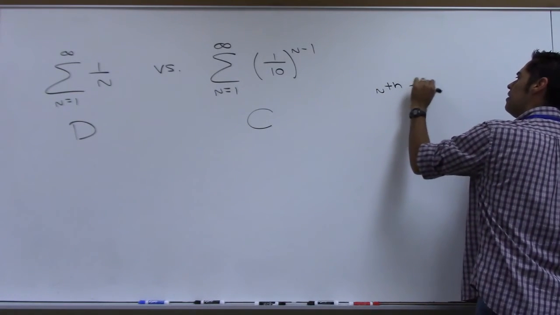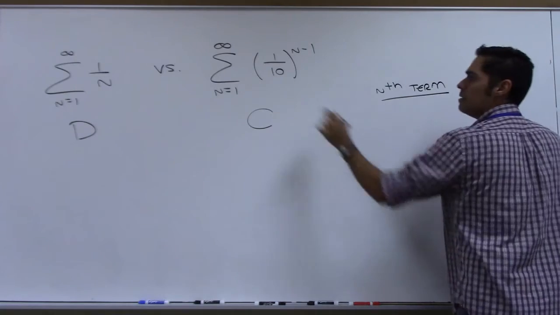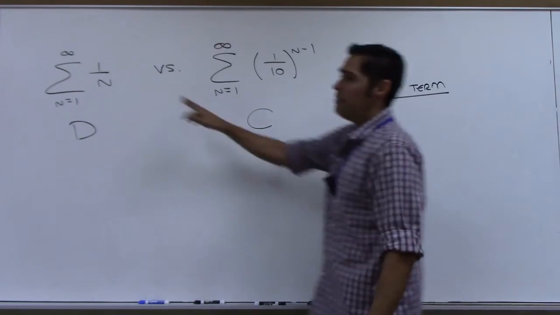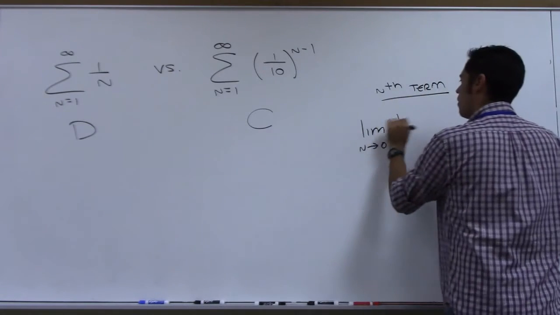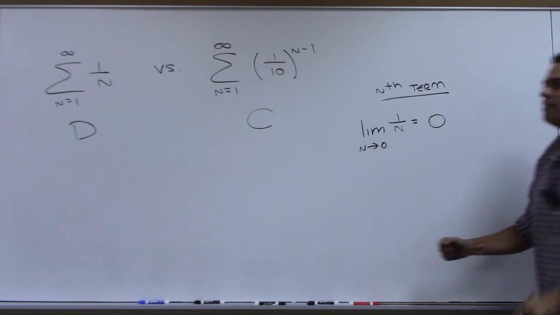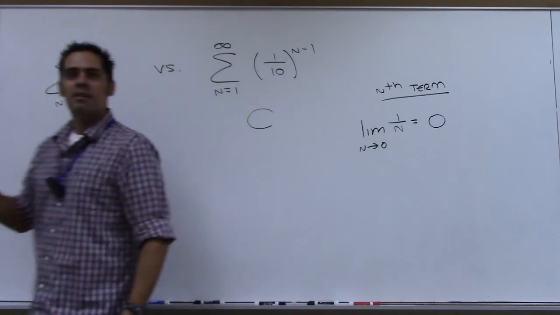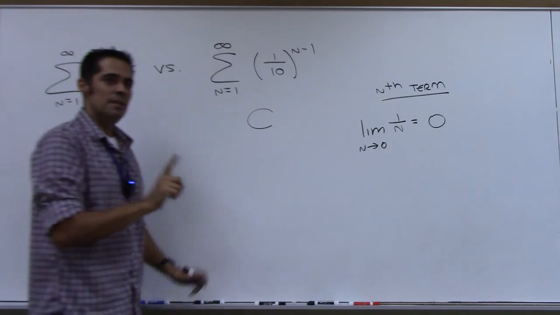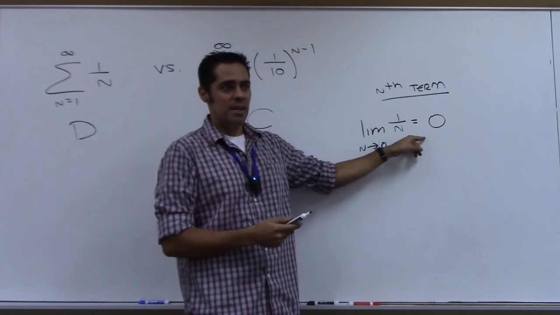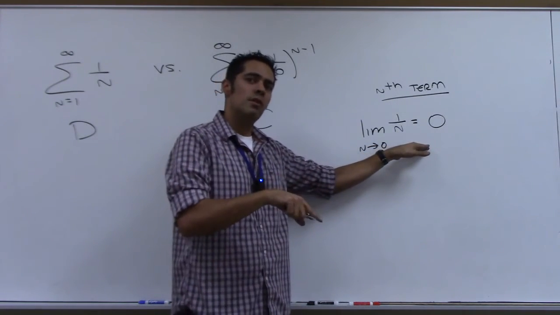Now let's see someone screw up the nth term test. They come in here and say nth term test. They take the limit as n goes to infinity of this one, 1 over n, and they get 0. And they say, yeah, that means it converges. No, that's not what it means. It means that you don't know anything. Does that make sense? It could converge, it could diverge.